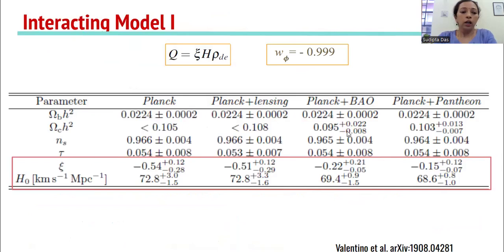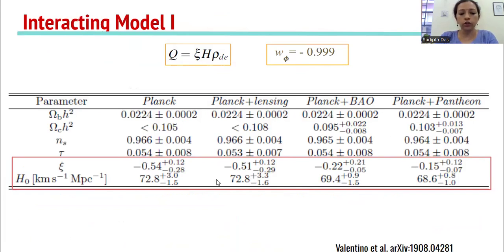Now, if you look at this particular interacting model, this is a paper by Valentino et al. They consider Q to be proportional to H times rho dark energy, and they have considered the equation of state parameter close to -1, some constant value of the equation of state parameter.